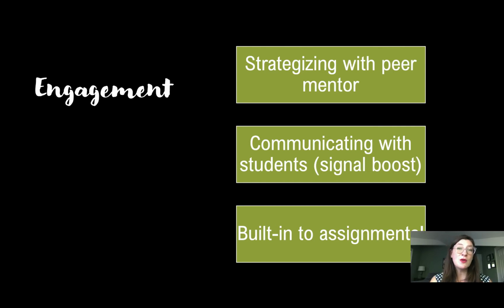And I like to do it one or two times at the beginning of the semester, because then that forces students to interact with their peer mentor. And then once they see how wonderful the peer mentor is, they often will just keep going to the peer mentor as a resource.